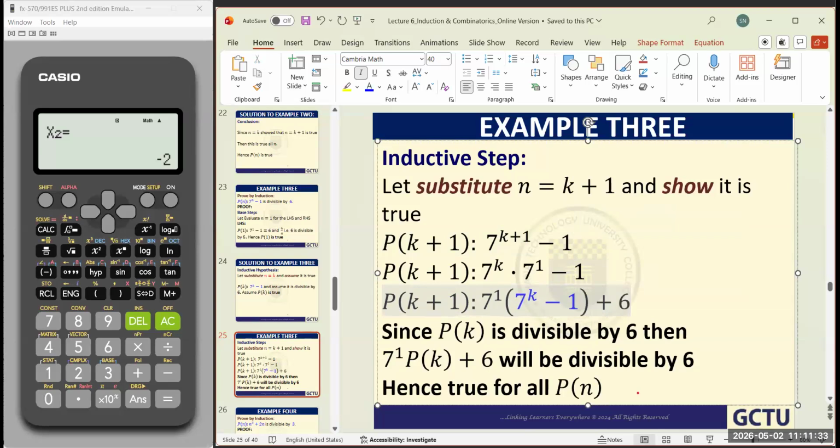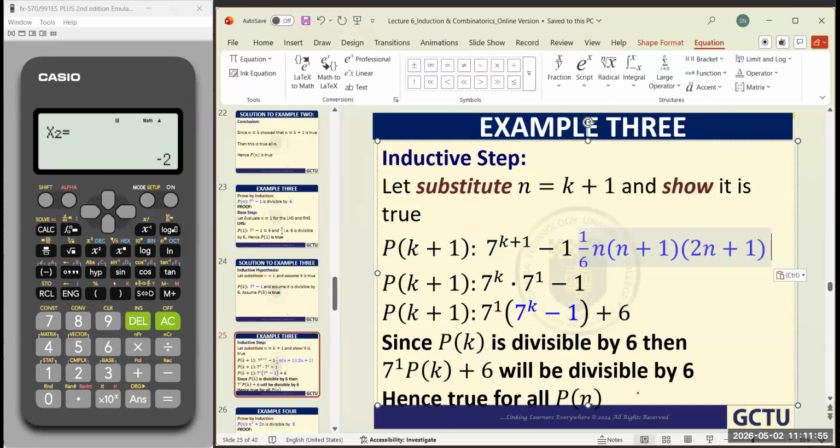Now please watch. This is where the induction concept comes in. Remember that this is my P of k. Remember this. This is my P of k, and we said P of k is divisible by 6. Now, if you know the 6 times table, please let me do some crude mathematics that I learned in my primary school at Nima.